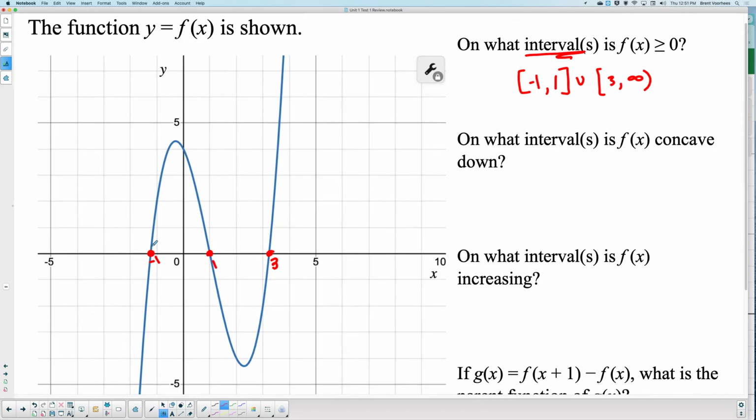So this is the part of the graph where it is above the x-axis. So this is where it's positive because it's above the x-axis. Just to make sure you're aware of that, that's where that answer would be. It's because that's where it's above the x-axis. Okay? And now moving on, the next one.